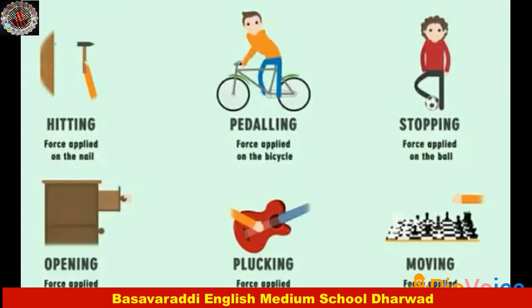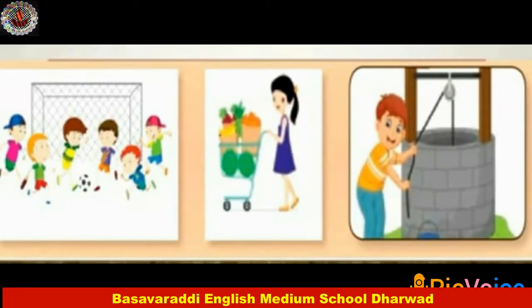Hitting, force applied on the nail. Pedaling, force applied on the bicycle. Stopping, force applied on the ball. Opening, force applied on the drawer. Plucking, force applied on the string. Moving, force applied on the chess piece. So, force is used to move and stop an object. Force helps us to do work. We can change the direction of an object with the help of force.